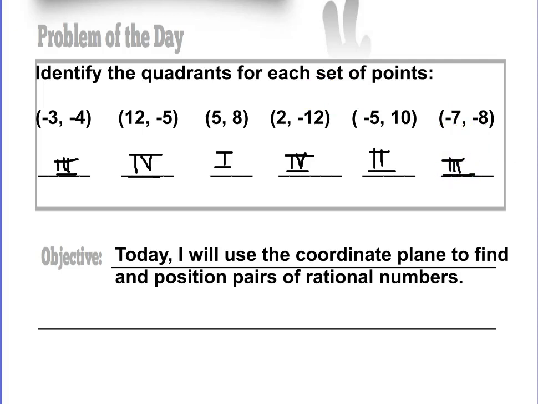Hopefully you got all of these correct. I'm willing to bet that you did. So if you didn't, make sure you fix them. And if you have not written your objective yet, you're going to write your objective now. You have 1 minute to do so, starting now.